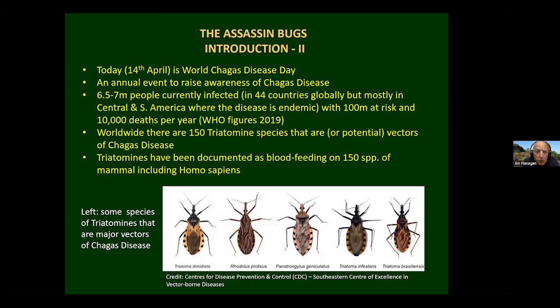But worldwide, there are about 150 triatomine species that are or could be vectors of Chagas disease. I think there's about 70 in Brazil alone. They've also been documented as blood feeding on about 150 species of mammal, including man, of course. So there's quite a big reservoir of the disease. It can be contracted not just directly from these bugs, but also in blood transfusions, infected blood, or passed on in pregnancy. There's quite a lot of research being done on it, huge amounts, but they still haven't got a vaccine for Chagas disease, though they're trying to develop one.